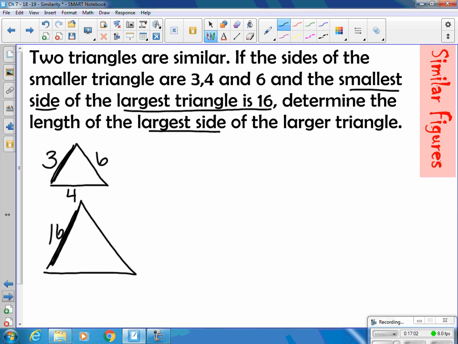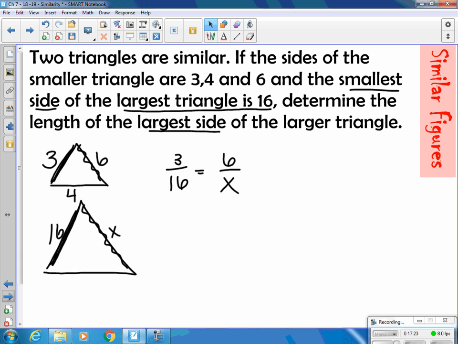Determine the length of the largest side of the larger triangle. Where does my x go? Does it go on the right side? Does it go on the bottom? Well, let's think. Where's the larger side of the smaller triangle? Is it 4 or is it 6? It's definitely 6. So my unknown, my x value, will go here. Now, set up and solve this. Smaller side over smaller side equals larger side over larger side.